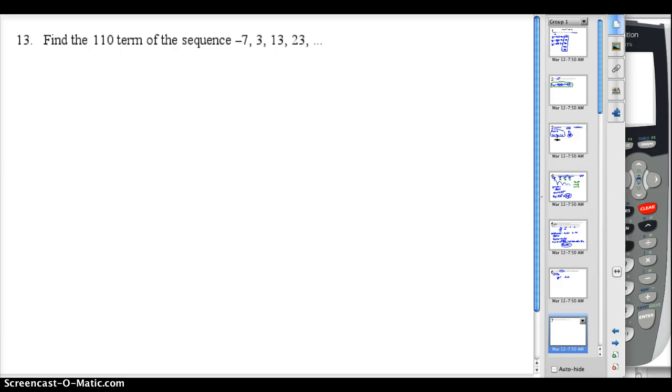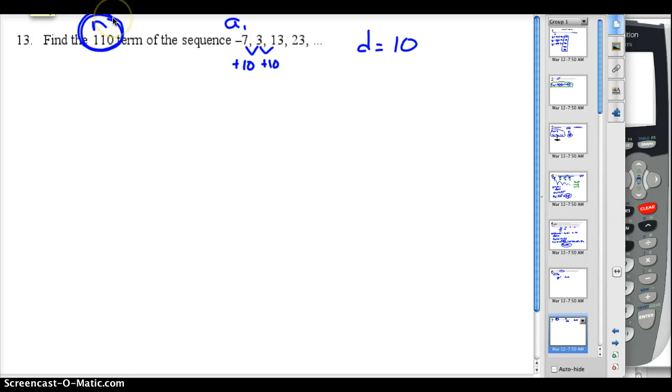Number 13, find the 110th term of this sequence. Well, I guess that's our n, 110. Here's a1. We don't know if it's geometric or arithmetic yet. Let's look here. That doesn't look like it's multiplying. I think they're adding 10 there. Negative 7 plus 10 is 3. And 3 plus 10 all the way through. So we have an arithmetic sequence. Our common difference is 10.